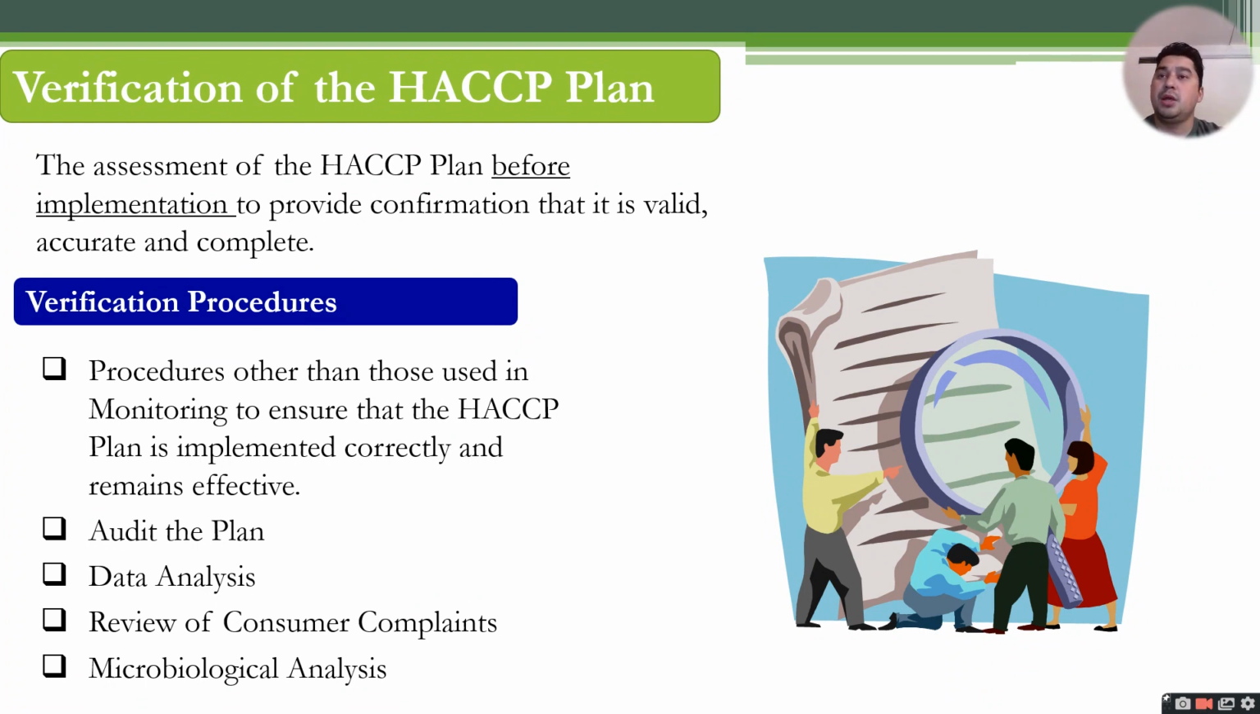You have to audit the plan, and you have to analyze the data, whatever data is there. Review the consumer complaints, check the customer complaints, what kind of complaints they have raised, and what actions have been taken by the organization. You have to do microbiological analysis also. You can check the reports done by the organization, how frequently they are doing microbiological analysis for the foods, water, and any surface contact. So these things you have to check.